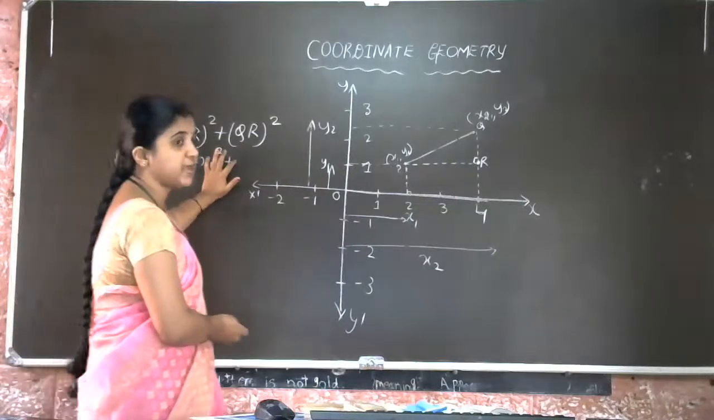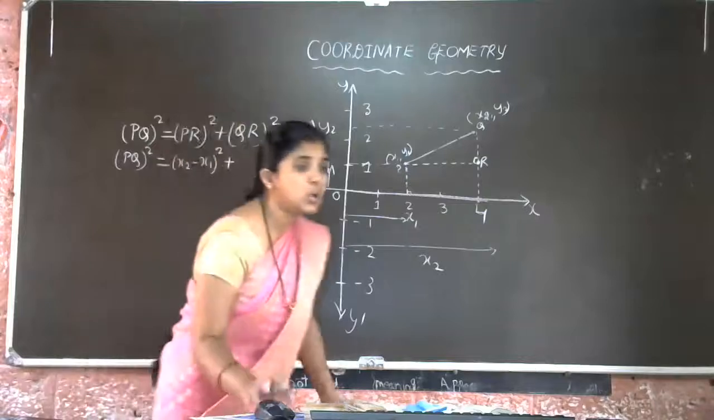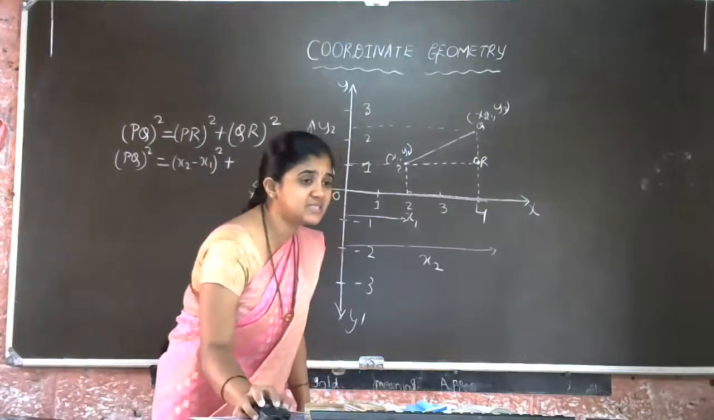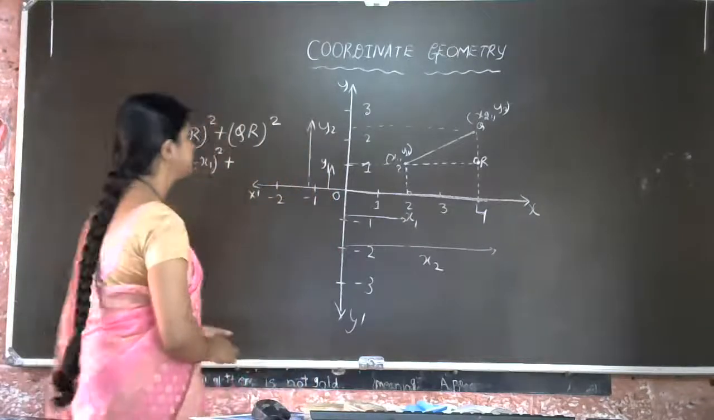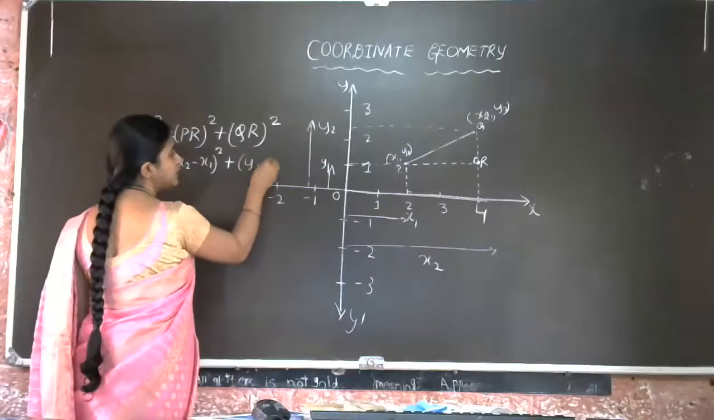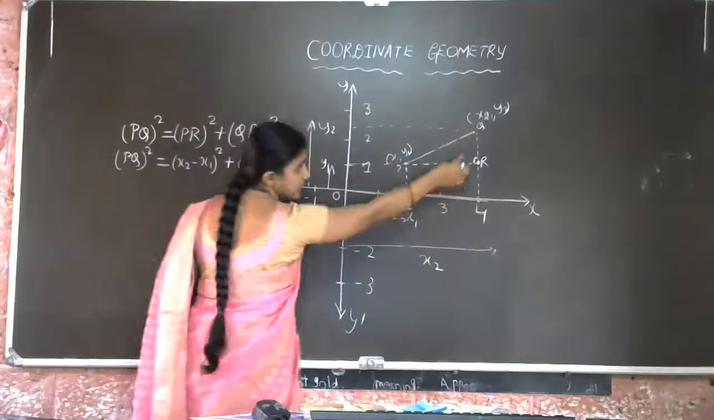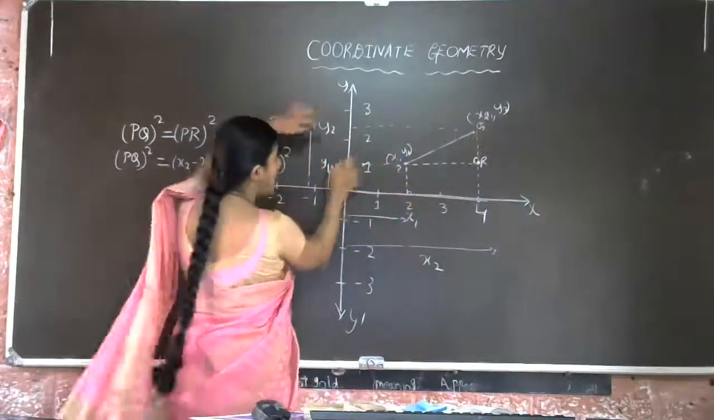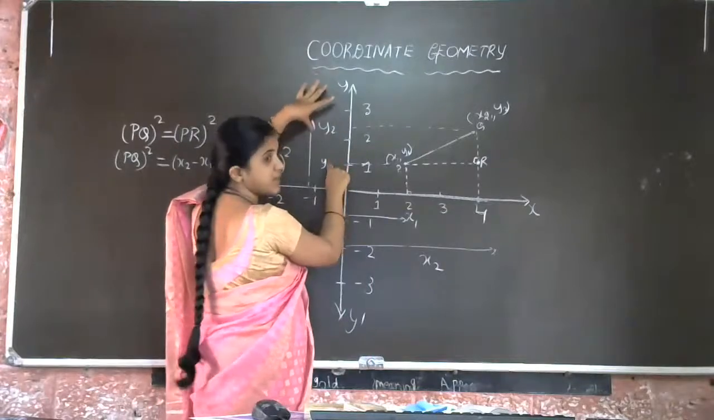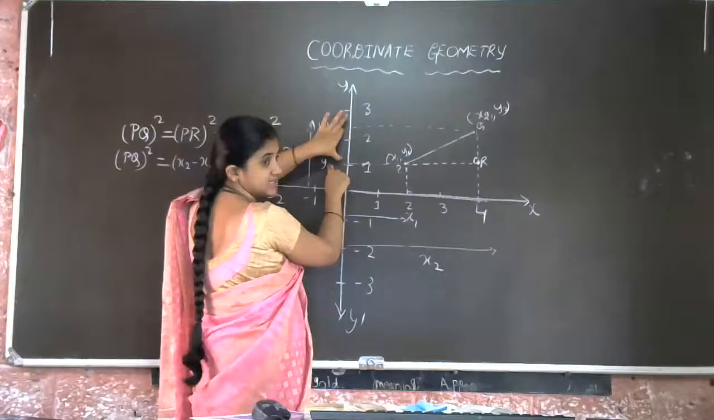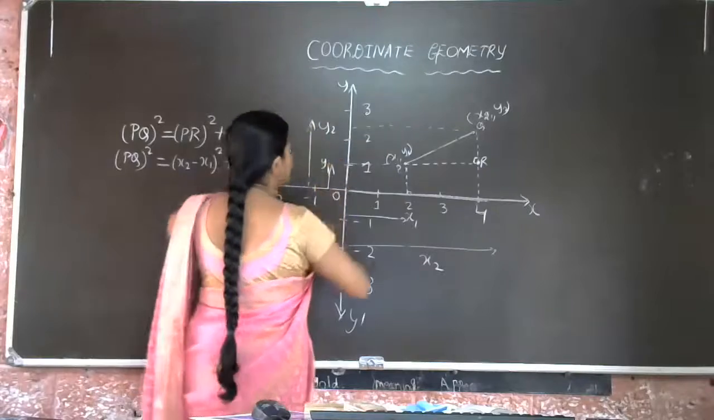In the same way, we have to write QR. Who is ready to give the QR distance? Yes, Siri. y2 minus y1, yes, y2 minus y1 whole square. See here, we need the QR distance. You just observe: the total is y2, and if we subtract y1, we'll get this distance. So y2 minus y1 whole square.